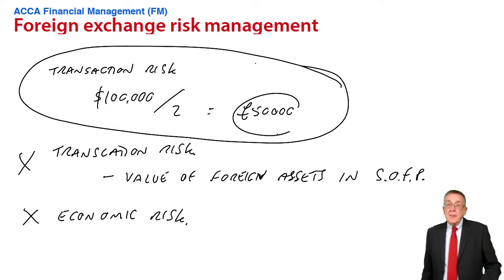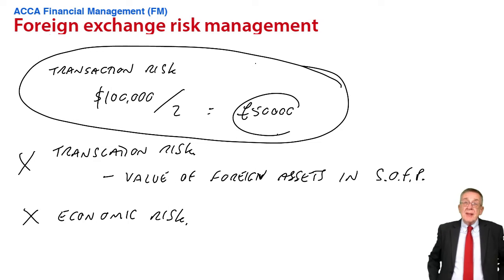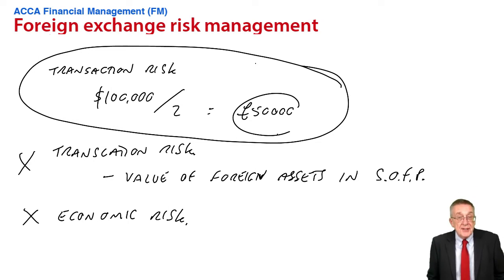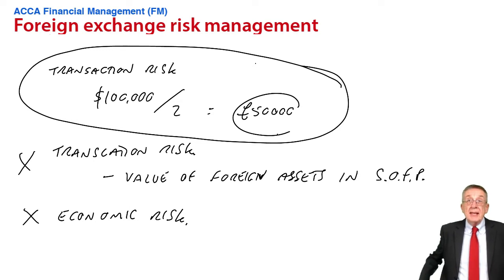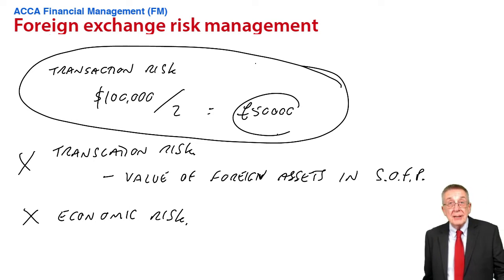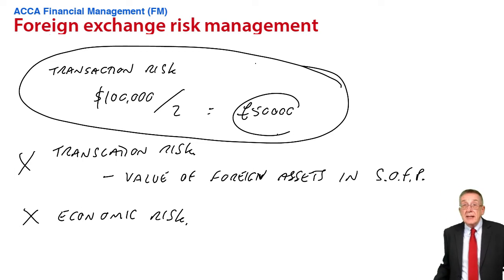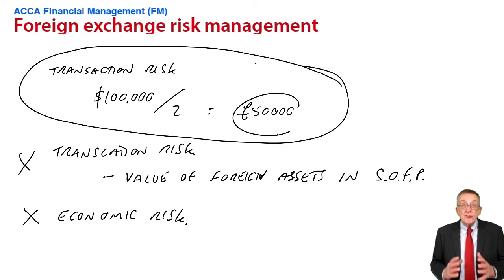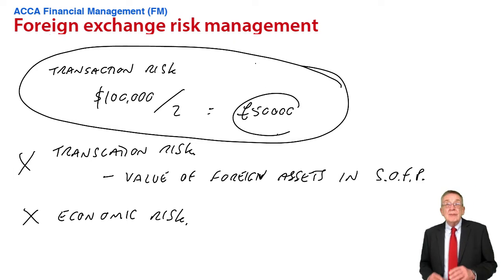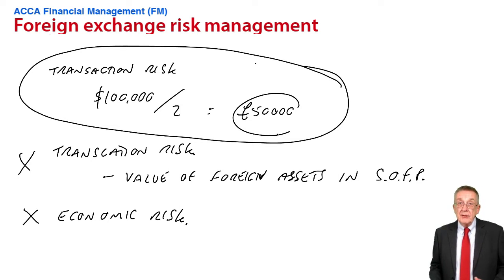Any numbers in F9 relate to transaction risk. I'm buying goods from America for $100,000. Whatever the exchange rate is at the moment, it may have changed by the time I come to pay for the goods. And so the amount I end up paying may be higher, may be lower. There is risk. It's that risk that we're concerned about, how we can go about reducing or even avoiding the risk.